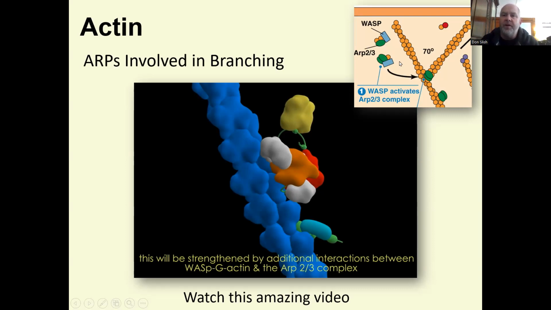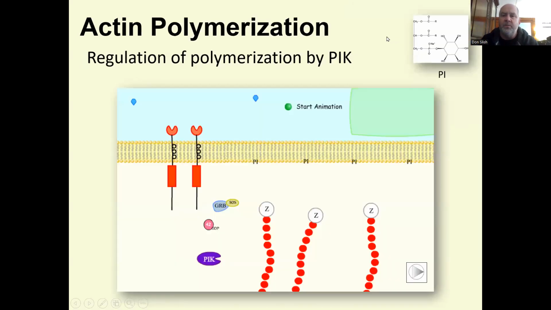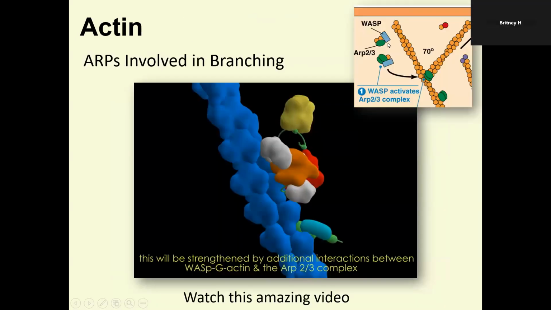Here's more of a figure. This is again from that World of the Cell text I use from time to time. So WASP is bringing ARP2/3 over and attaching it.